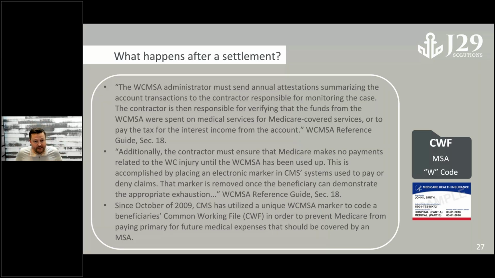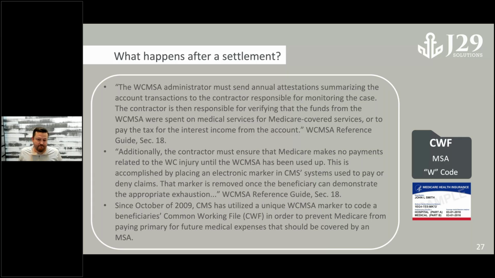Medicare takes the information based upon attestation reporting, and if there are funds available in the account, they place in the beneficiary's common working file, which is a master electronic record associated with every Medicare beneficiary, each one has one, this W code for WCMSA. And if that code exists and the beneficiary treats for healthcare treatment associated with their work comp claim after the settlement, what should happen is Medicare should deny that payment. So Medicare is going to use the Section 111 data to code each beneficiary's common working file.